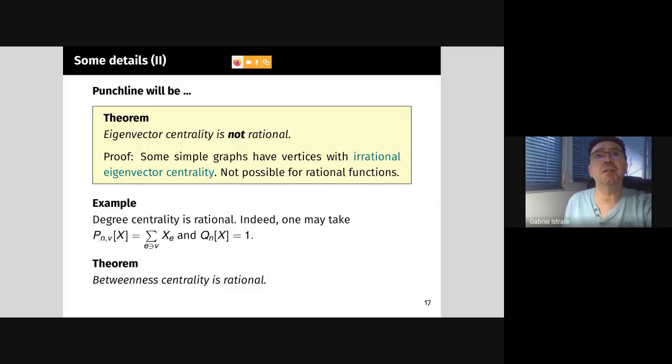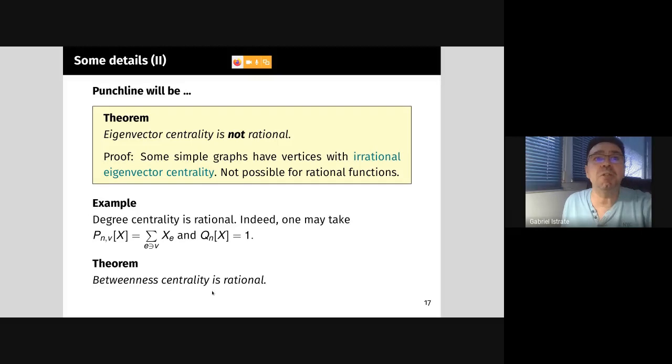Eigenvector centrality is not rational for a very simple reason: all the values of rational measures have to be rational numbers, whereas eigenvector centrality has some irrational values. So that's very easy. But let me show you, for instance, that degree centrality is rational. Indeed, I just put P of a vertex to be the sum of the variables of all the edges that are adjacent to the vertex, and Q of n is 1.